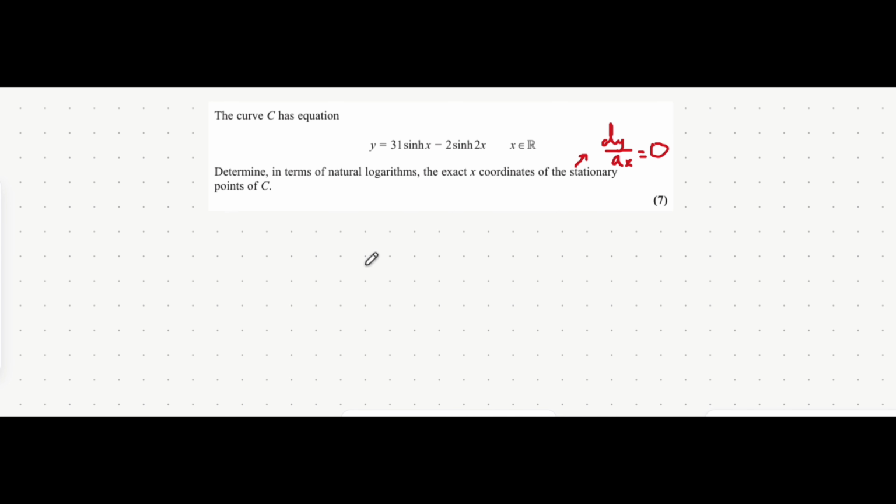Now sinh differentiates to cosh, so that means that 31 sinh x would differentiate to 31 cosh of x. Bear in mind, I am differentiating y, so I'm just going to write dy/dx at the start of this. Now for the second term, sinh of 2x would differentiate to 2 cosh 2x. However, here, because we have minus 2 sinh 2x, we have to multiply minus 2 onto this function. Minus 2 times positive 2 is minus 4, so we write minus 4 cosh of 2x.